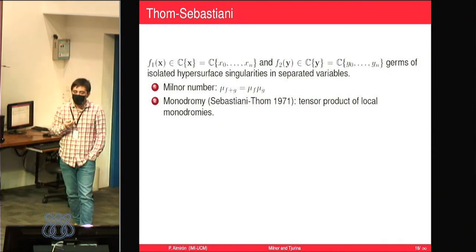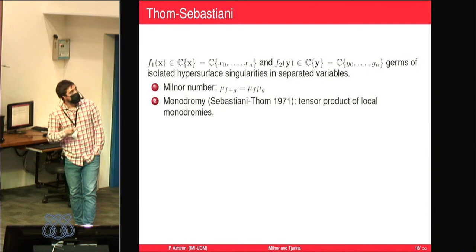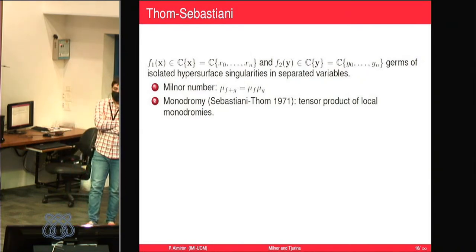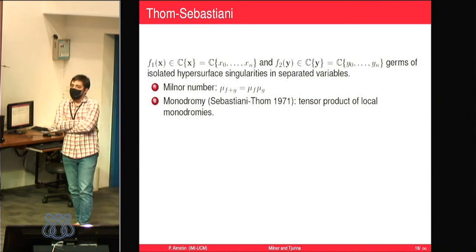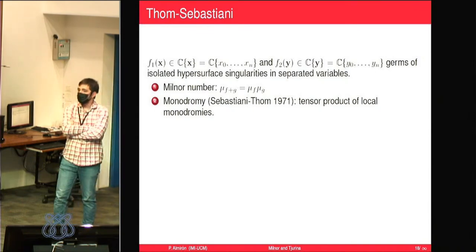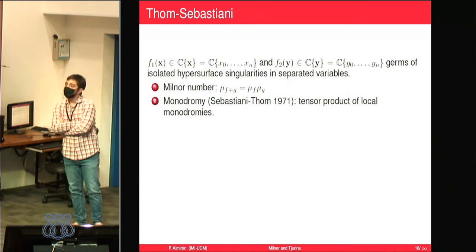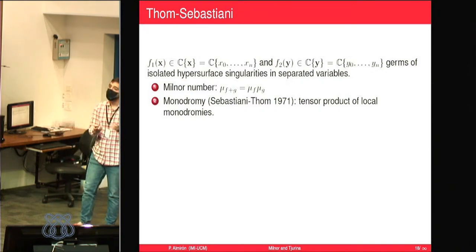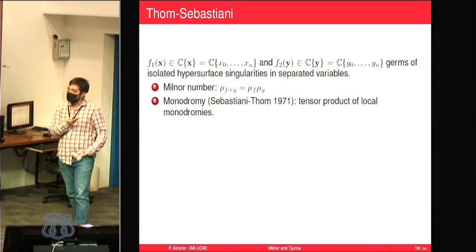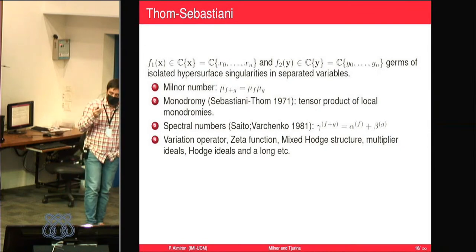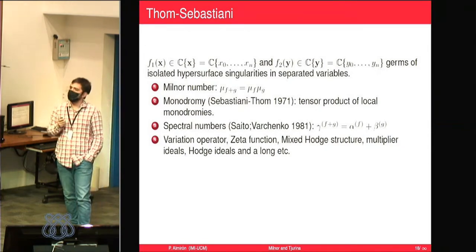They prove that the monodromy of the sum is the tensor product of the local monodromy. So essentially, after the Sebastiani and Thom theorem, which is a very nice topological result in the separated case, a lot of people were asking what happened to the analytic invariance in this case. This is a very difficult thing. But in the analytic case, we can also find several properties.